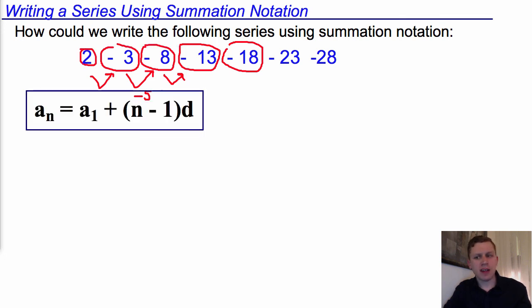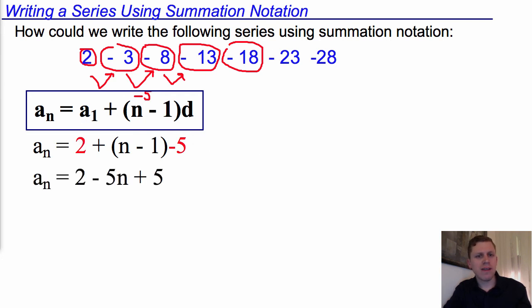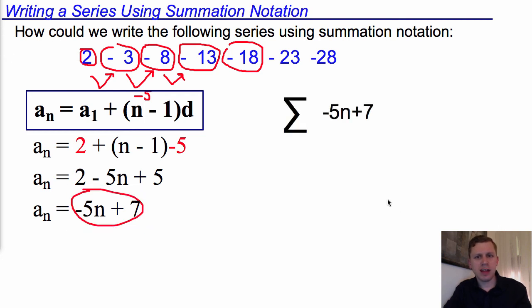Plugging that into my arithmetic sequence formula would look like this. The first term is 2, common difference minus 5. Distribute the minus 5, combine like terms. Here I have my function rule for my series. Now all I need to do is find the bottom index. I suppose the bottom index will probably be 1, but let's check. If I plug in 1 here, negative 5 times 1 is negative 5. Negative 5 plus 7 is indeed the first term of 2. So down here, my lower limit will be 1. If this term represented plugging in 1, this one was 2, 3, 4, 5, 6, and my upper limit will be 7. This here represents that series.